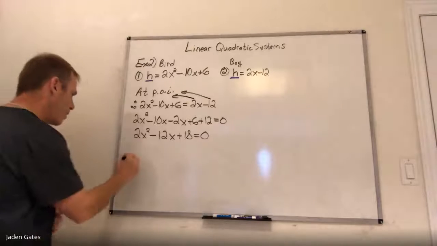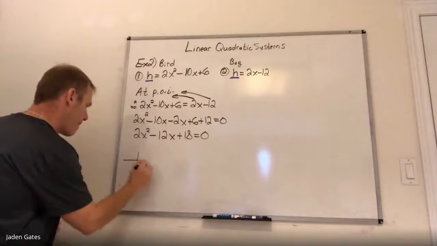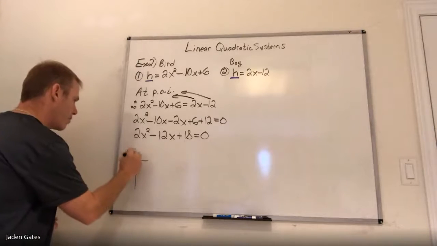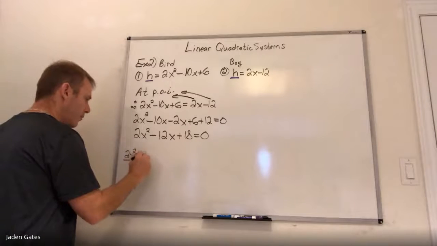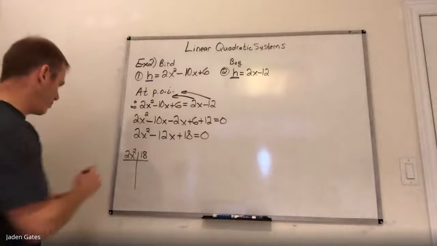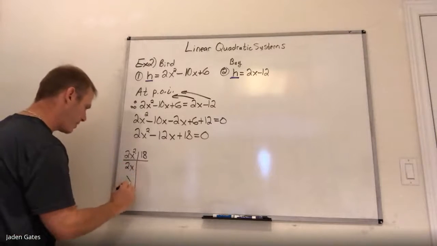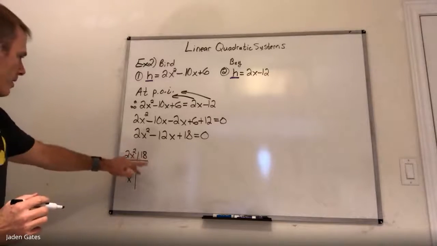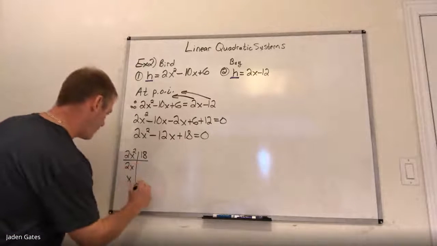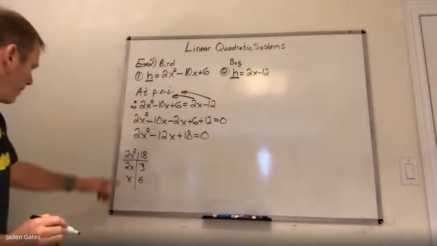All right, so try to factor it here. So again, top left corner, I got a 2x squared, 18 over here. Let's see here. So I got a 2x and an x. 18. Two numbers that give me 18. I don't know, 6 and 3. Try that. Let's see.